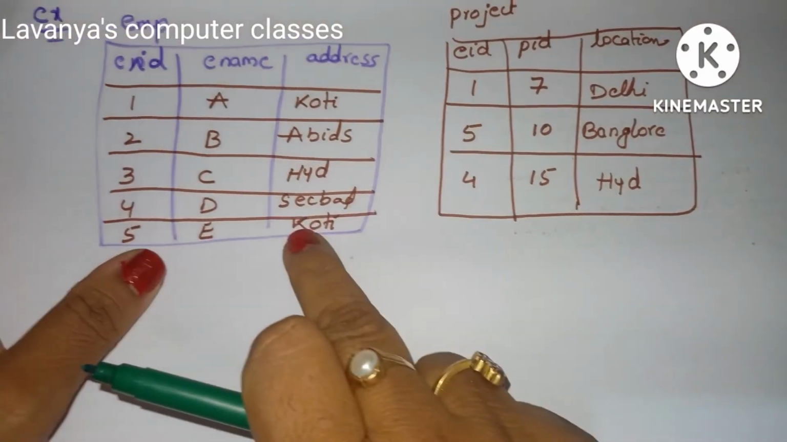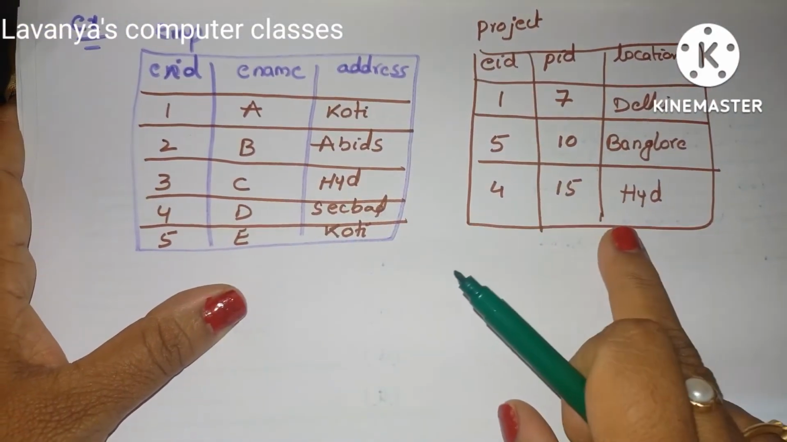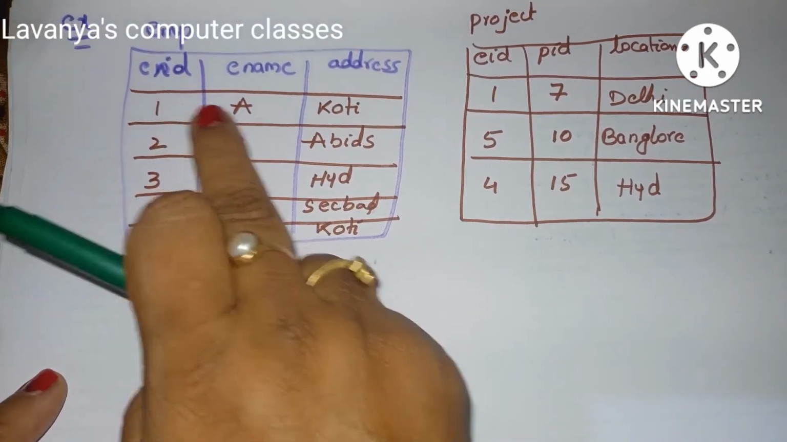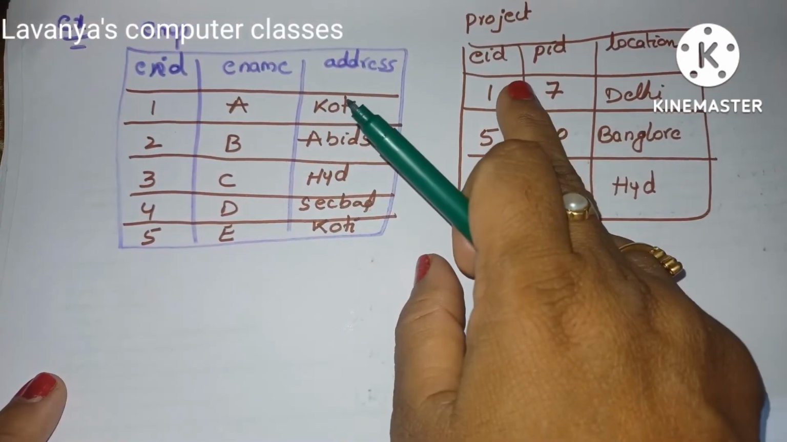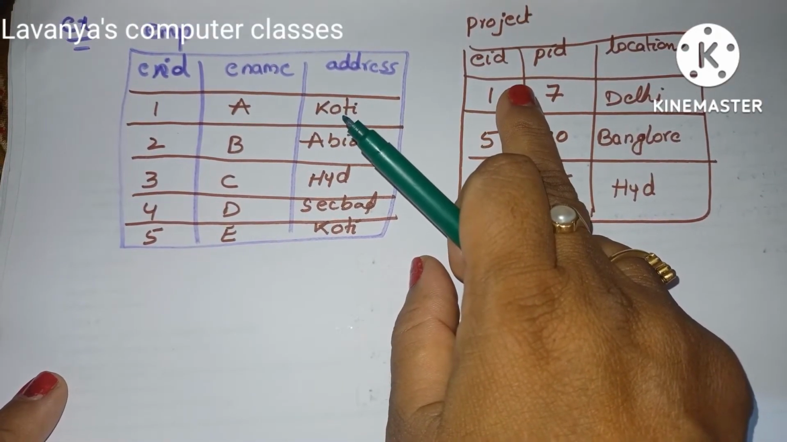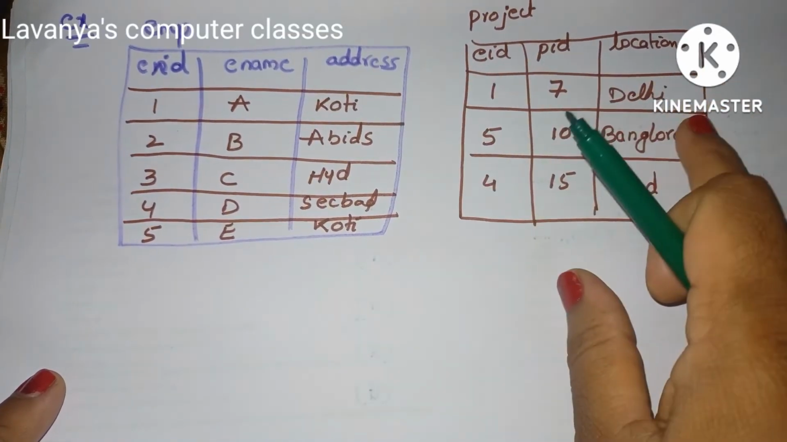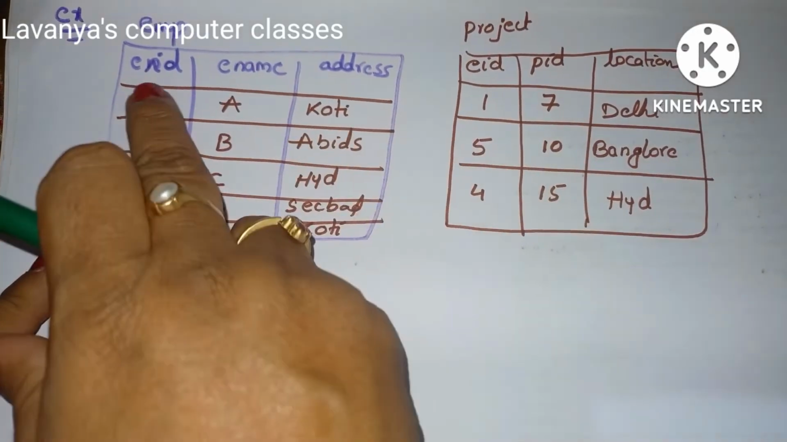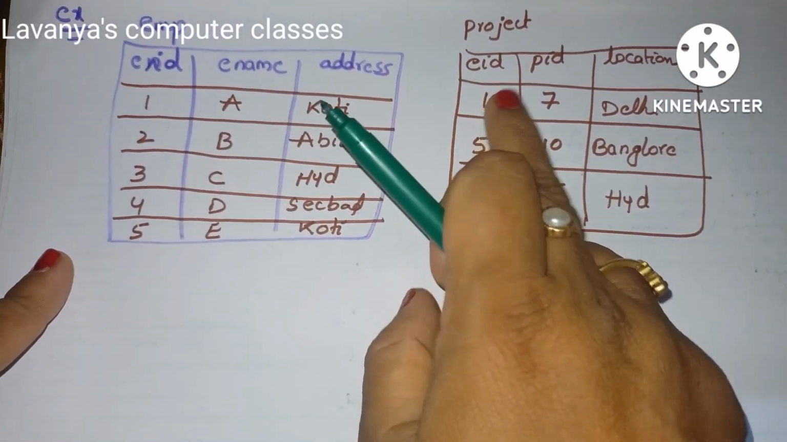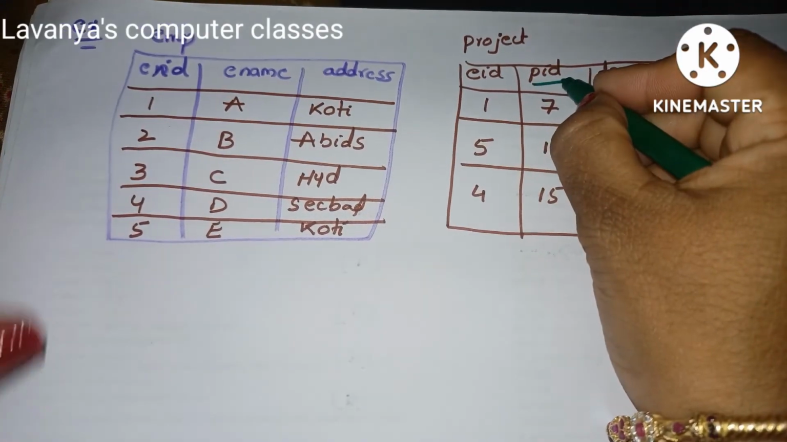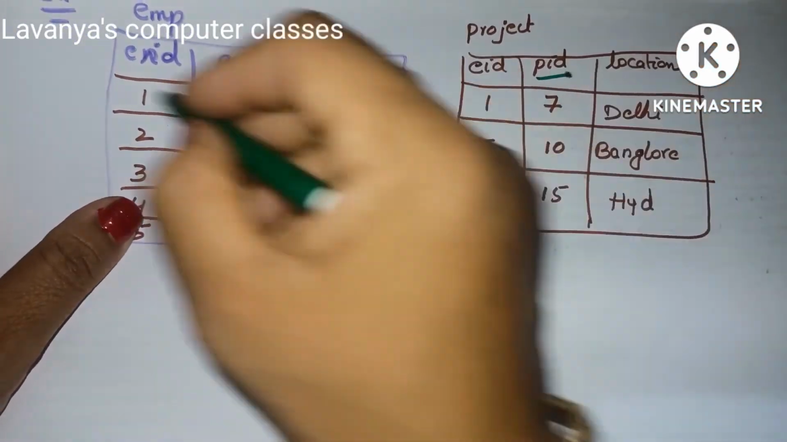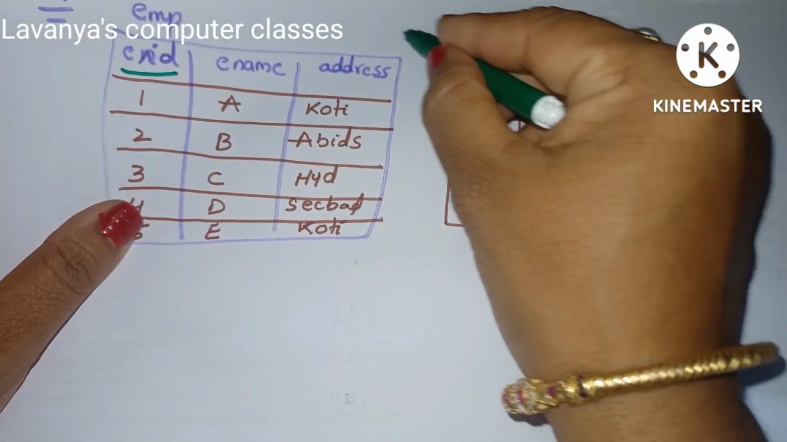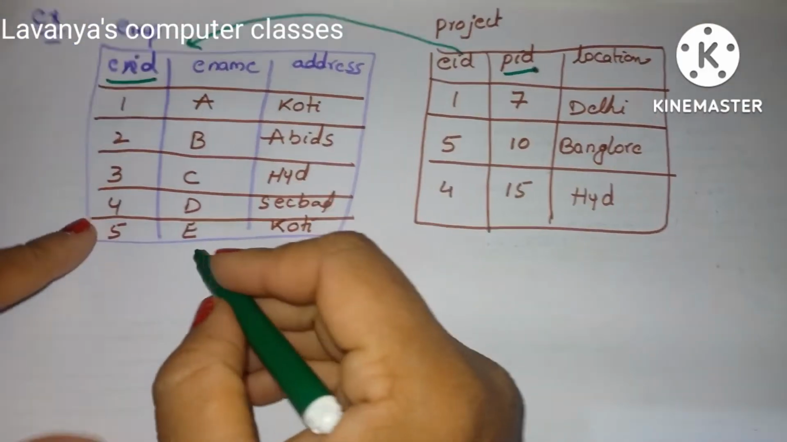Here I will take two tables. One is the employee table and the second one is the project table. The employee table has three attributes: employee ID, employee name and address. The project table has three attributes: employee ID, project ID and location. Whenever you want to compare any two tables, at least one field should be common. So here I took the common field, employee ID. Project ID is the primary key in the project table, employee ID is the primary key of the employee table, and here employee ID is working as a foreign key.